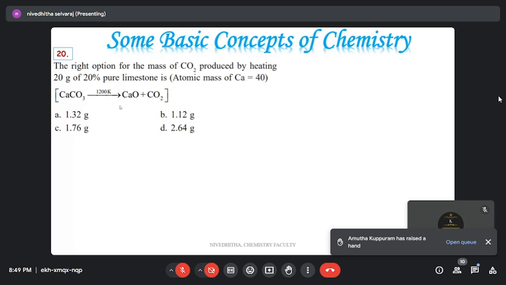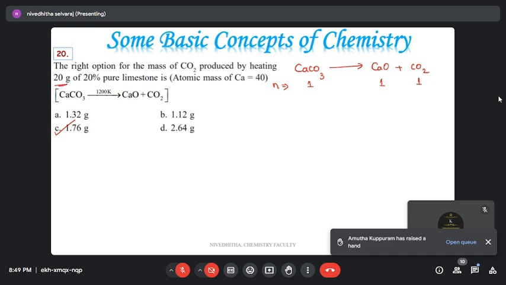Undamirarasi's answer is 1.76 gram. We'll see. So calcium carbonate, upon decomposition, gives calcium oxide and carbon dioxide. So I think this is a balanced equation. So what is the inference? If I take 1 mole of calcium carbonate, I'll end up with 1 mole of calcium oxide and 1 mole of carbon dioxide, right? See, what is the data given?